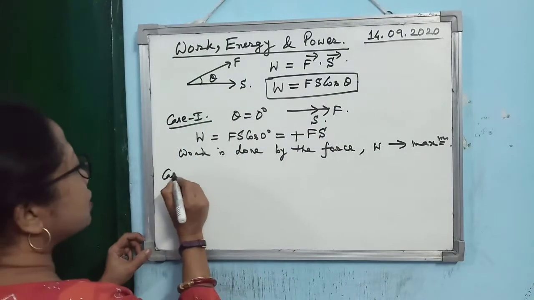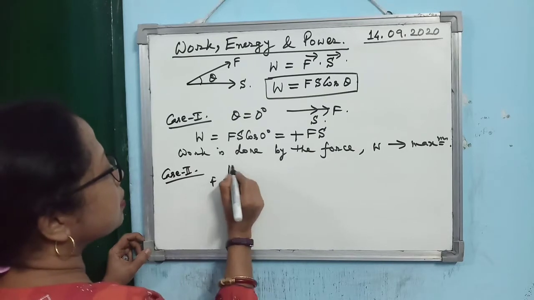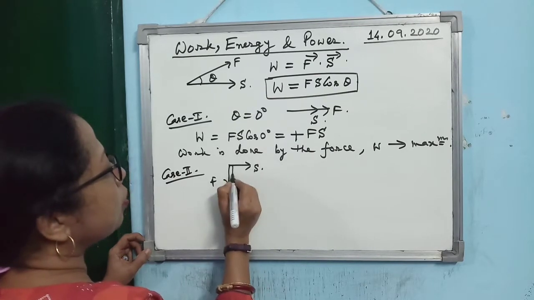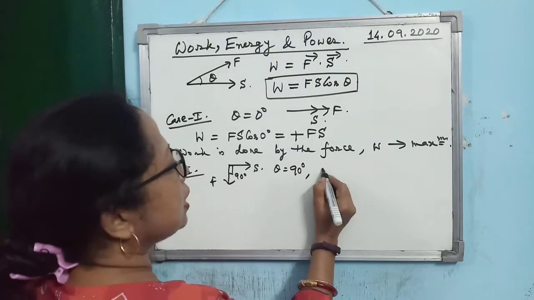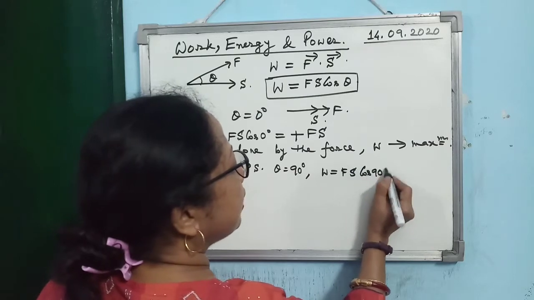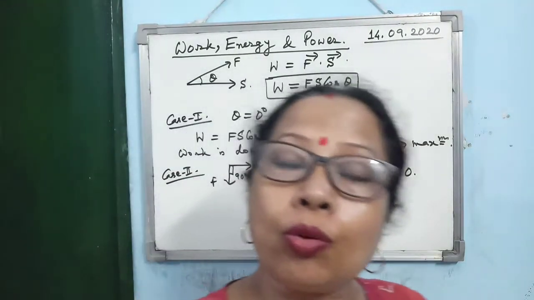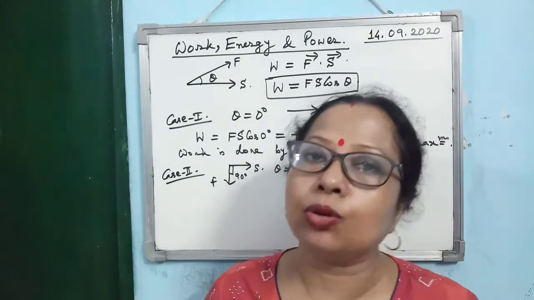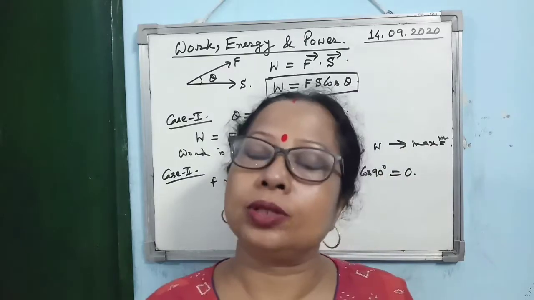Then the second case, very important: if you consider that force and displacement are perpendicular to each other, theta is equal to 90 degree. Then what will be the work done? Fs cos 90. Cos 90 is how much? 0. So there will be no work done. This is the first condition: no work done if the force acts perpendicular to the displacement.